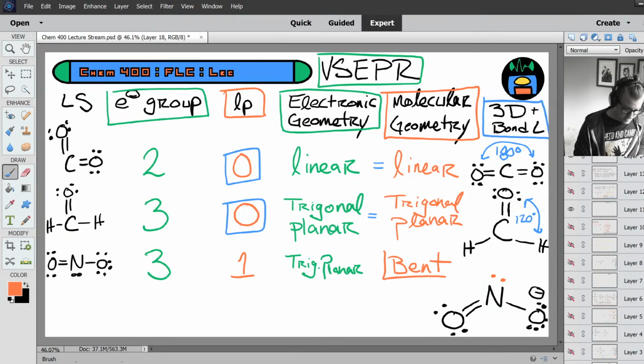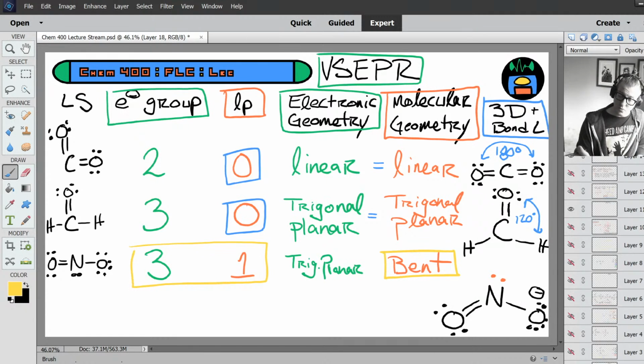All right? It has a bent geometry, and this will happen every time. You will get a bent geometry every time you have 3 electron groups and 1 lone pair. Every single time. 3 electron groups, but one of them is a lone pair. You will have a bent molecular geometry. Now, let's talk about our bond angle here. The bond angle of a trigonal planar bent geometry. Now, the thing is, when you have a lone pair on your central atom, it affects the bond angle.